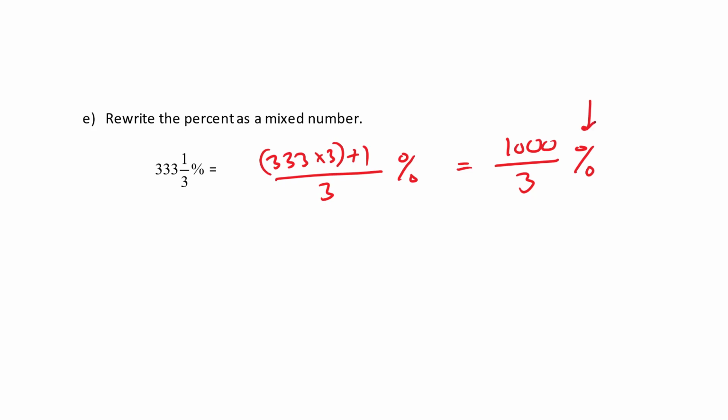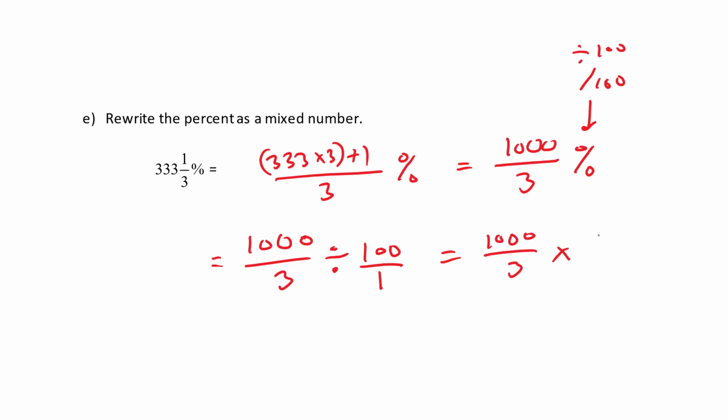What does percent mean? It means per 100. So per 100 is the same thing as saying divided by 100. So I can write this as 1,000 over 3, divide that by 100. It's the same as flipping and multiplying by 1 over 100. 1,000 over 3, flip and multiply. You can see that 0 cancels that 0, that 0 cancels that 0. And we're left with, multiply the numerators, multiply the denominators.